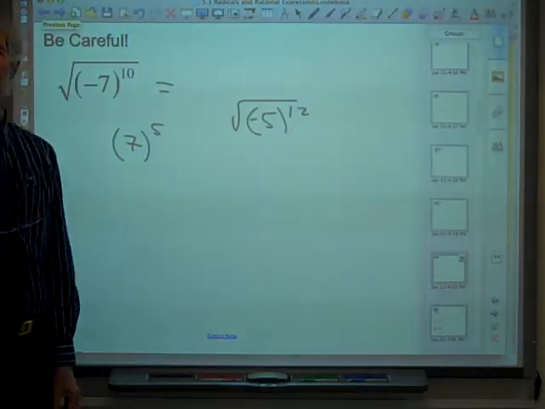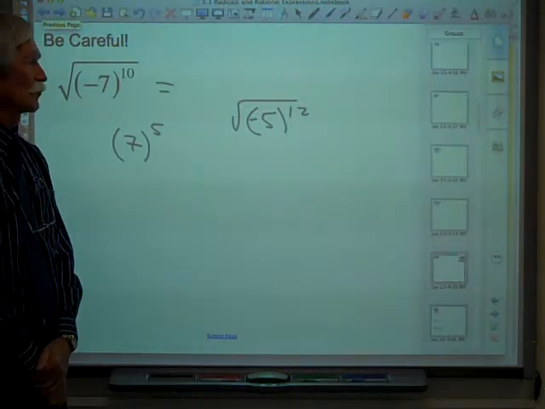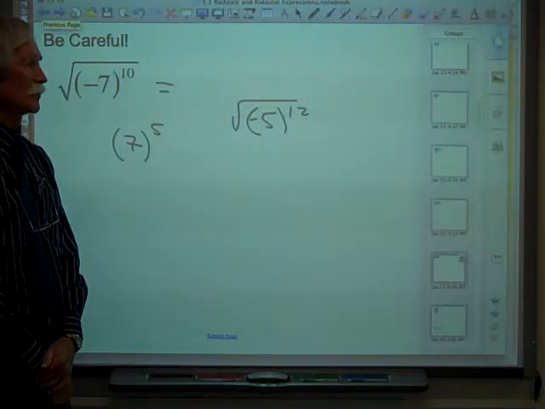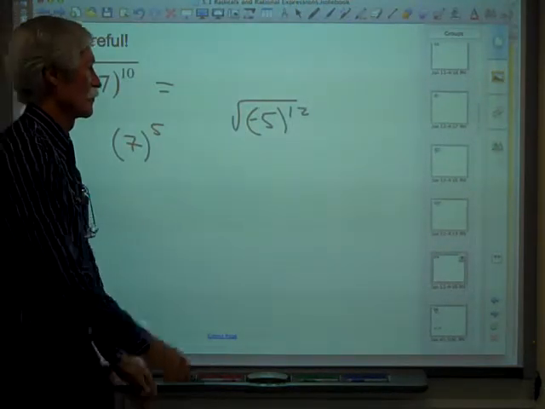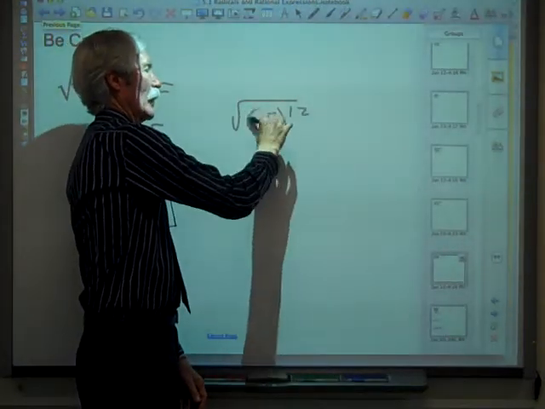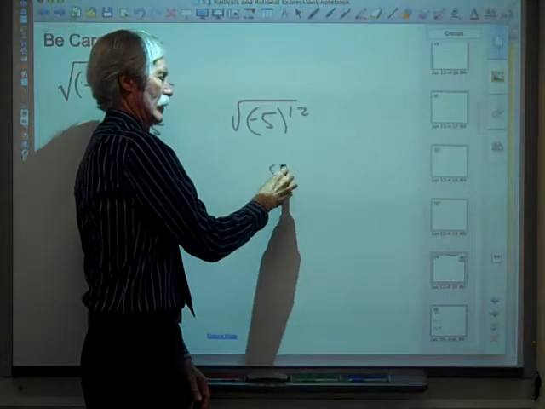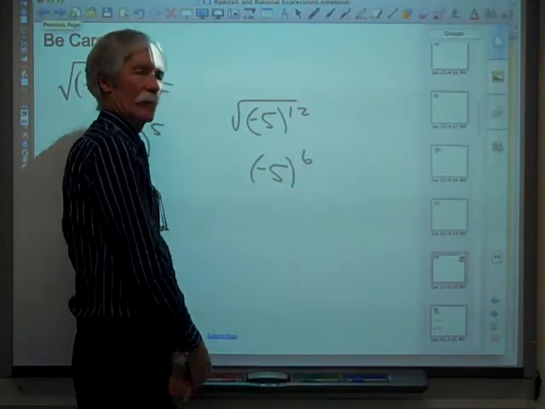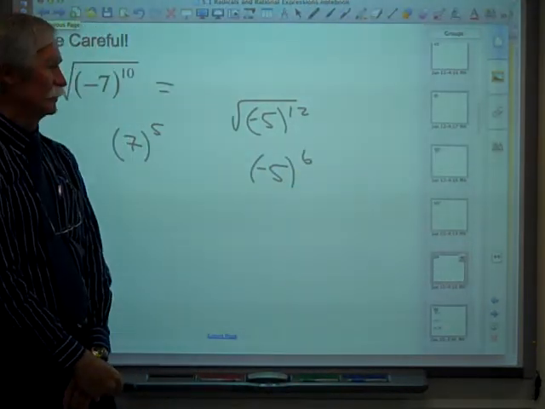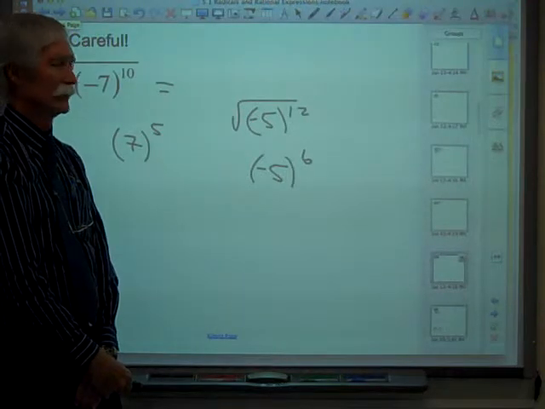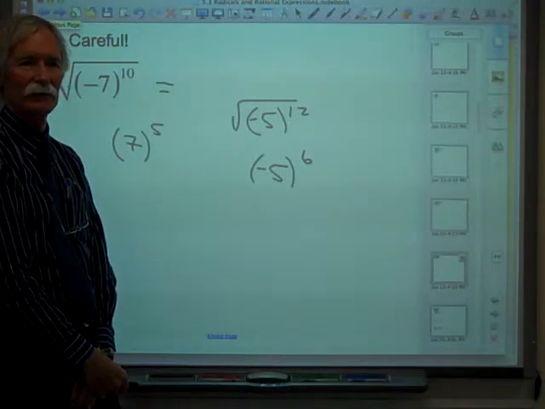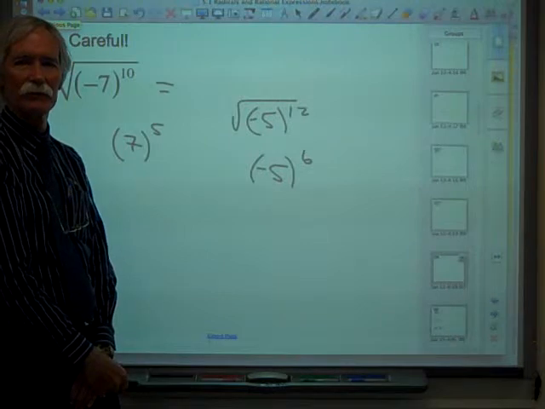So what would you write there? 5 to the power of 6. Square root is half power. What's half of 12? 6. Okay? Fine? Yep. No? No.